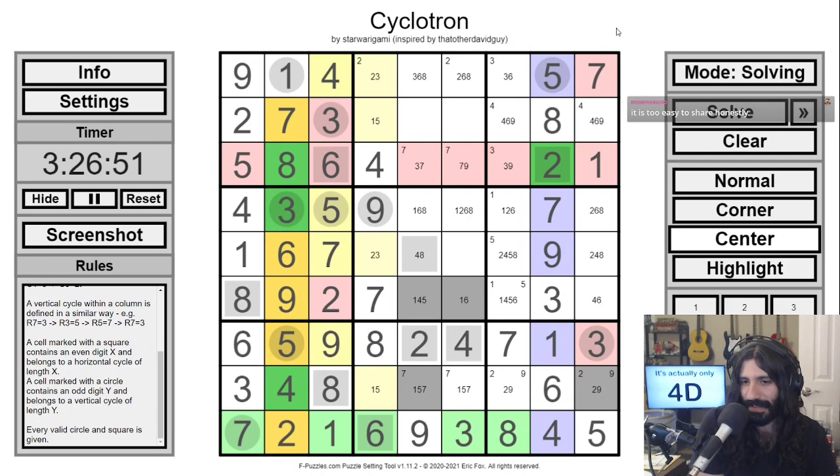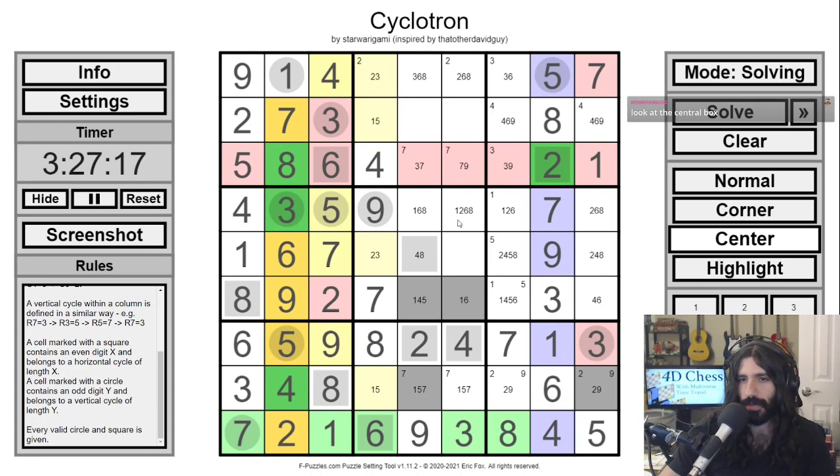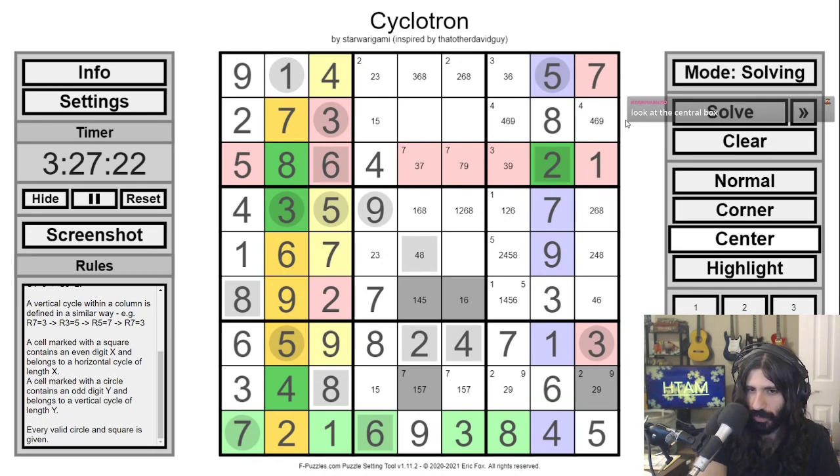Are there just naked cells? Is there naked singles? Sorry, that's the word. Like just regular Sudoku rules we're missing that gets you stuff? Look at the central box? Okay, central box. That's helpful. Okay, we're looking at the central box. What's going on here in the central box?